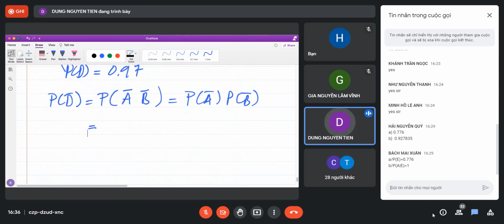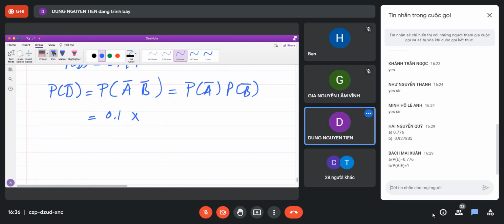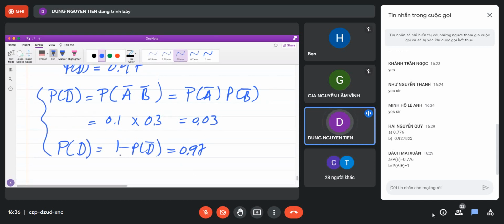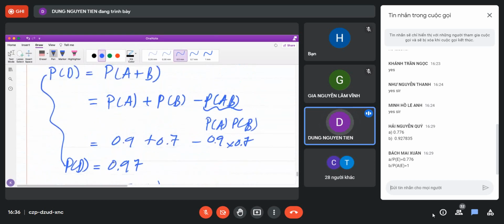The probability of A bar is the probability that A doesn't work, and that is 1 minus 0.9, so you get 0.1 for the first factor. For the second factor, you get 0.3, which is 1 minus 0.7. So you get 0.03 for the probability of D bar. Then I use the complement rule to get the probability of D, which is 1 minus the probability of D bar, and you get 0.97. Do you understand that, everybody? So you can use this approach or the other approach to get the probability of D.